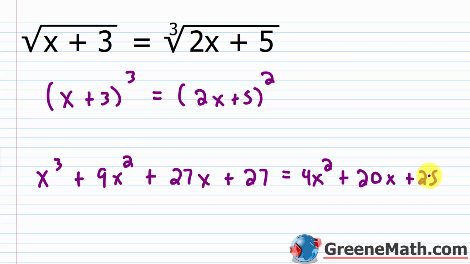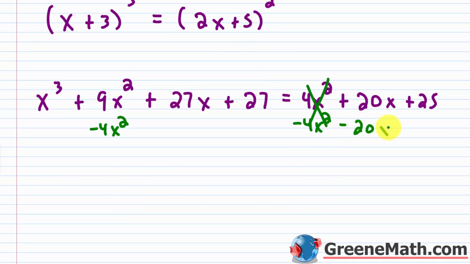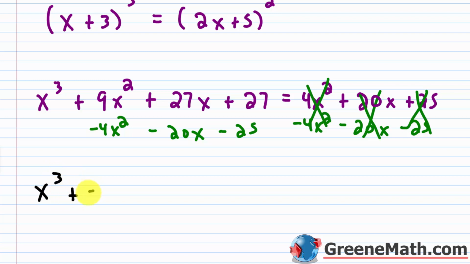So it's kind of hard to fit that all on the screen, but let's go through and see what we can do. So we've got our x cubed, nothing to combine with that. I can subtract 4x squared away from each side of the equation. So that's gone. I can subtract 20x away from each side of the equation. So that's gone. And I can subtract 25 away from each side of the equation. So that's gone. So I'm going to have x cubed plus 5x squared plus 7x plus 2 is equal to 0.